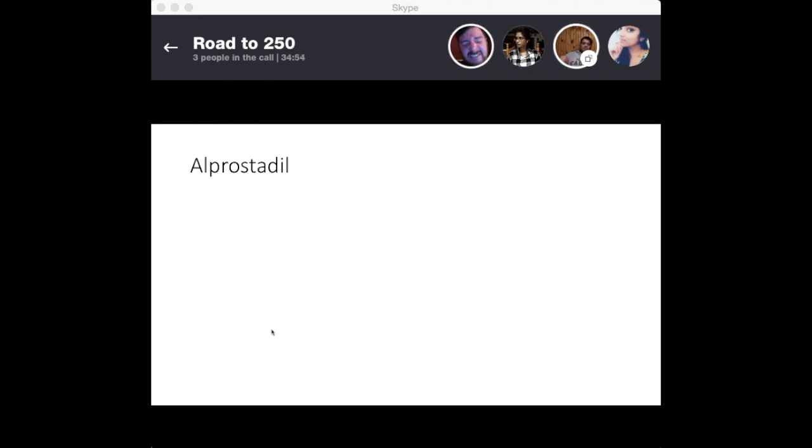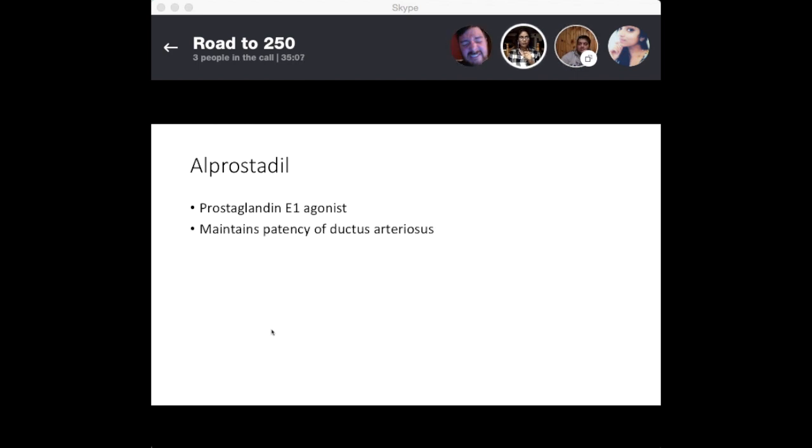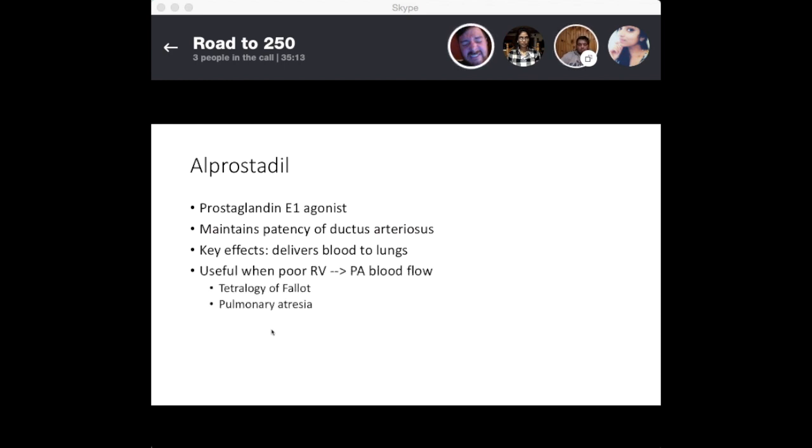So Alprostadil is what? PGE1, prostaglandin E1 agonist. It maintains patency of the ductus arteriosus, and the key effect is that it delivers blood to the lungs. It's useful when you have poor right ventricular to pulmonary artery blood flow, such as in tetralogy of Fallot and pulmonary atresia, but can also be given in patients with a PDA.